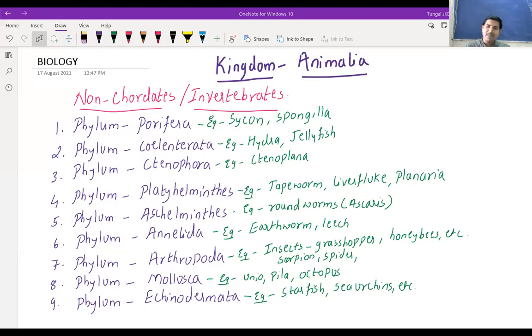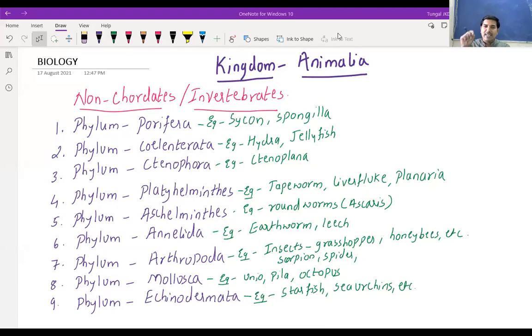Whatever examples you have given, most of them are correct with respect to the respective phyla. If you want this, take a screenshot, a snapshot of this. Again, don't ask later and say it's not available. Yes, take the snapshot.